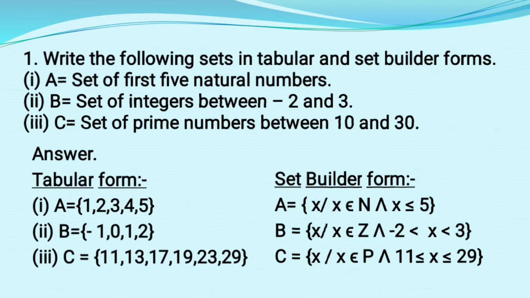And in set builder form, x such that x belongs to P and 11 is less than or equal to x and x is less than or equal to 29. In set builder form, you can write the limit in both ways. You can use the less than sign or the less than or equal to sign according to the situation.